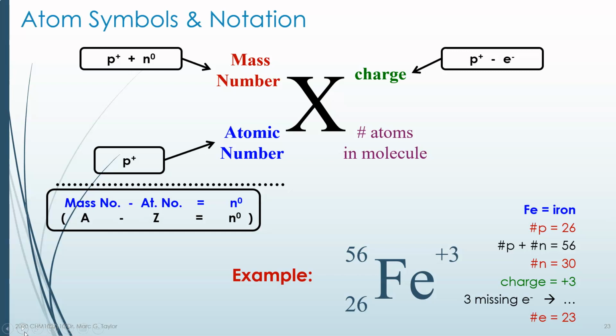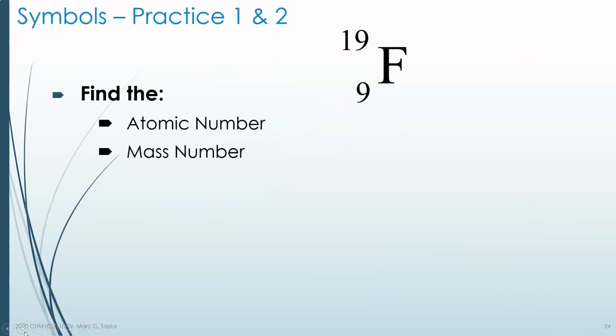You don't even need the symbol, because once you know that the proton number is 26, you know it's iron. There is no other choice. So let's look at some examples.